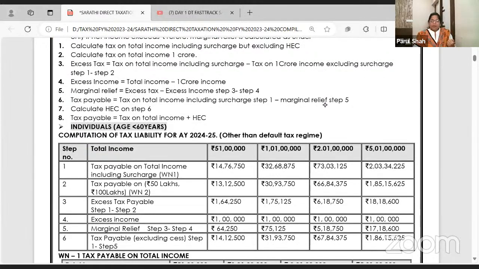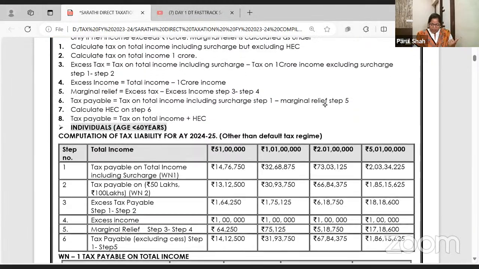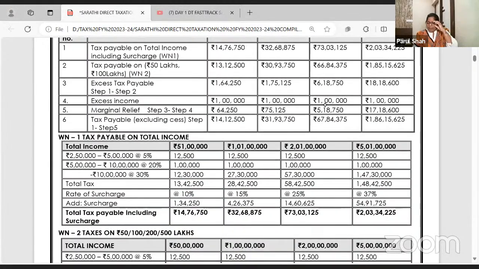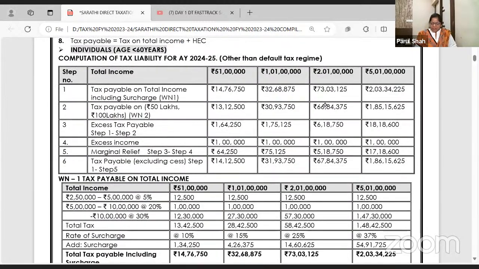Let us do the concept of, we will do 115BAC a little later, and at that time I'll talk about the rebate also. Right now, what's the concept of marginal relief? Do we know how to calculate the tax? Many times I have covered this; I'm making one series, Magic of Logic, where I have covered this concept too. I think we can do it here.